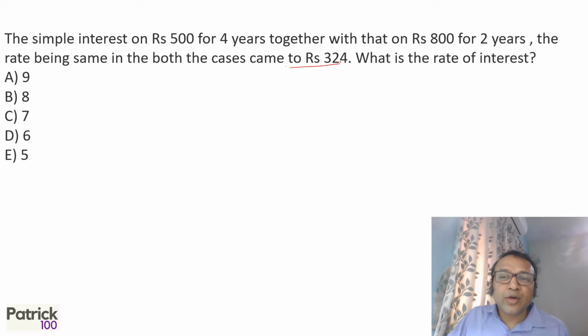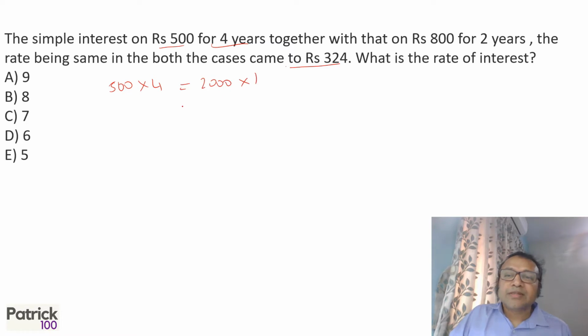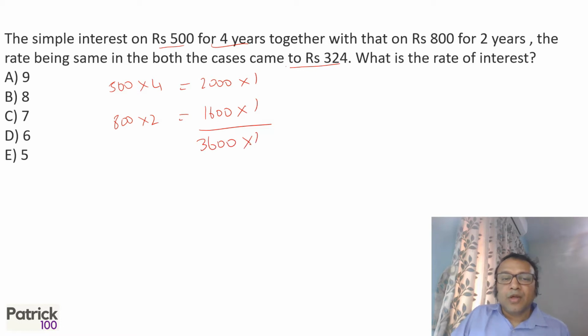Normally in most of these sums, if you do it orally, it helps to be faster. So how do you solve it? Now when you say 500 for 4 years, it will be the same as 500 into 4, which is the same as 2000 for 1 year. Same way, 800 for 2 years will be the same as 1600 for 1 year. Whatever interest you get for 500 for 4 years will be the same as 2000 for 1 year. Same out here. So that means in total you're getting 3600 for 1 year.